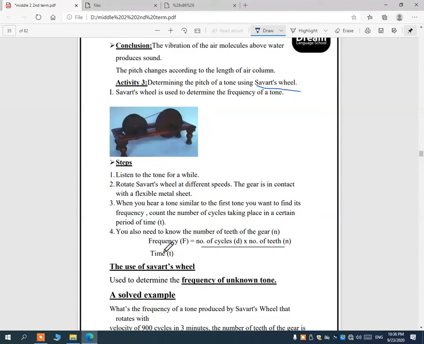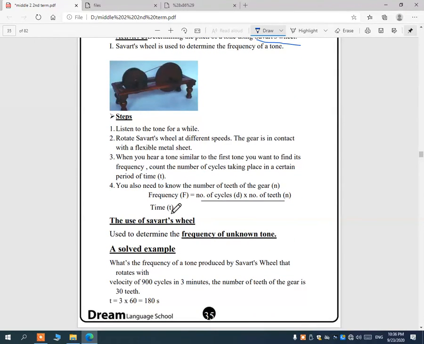Then we use this rule: frequency equals the number of cycles times the number of teeth over time. The number of cycles has the symbol D, the number of teeth has the symbol N, and the time is T. So frequency equals D times N over T.